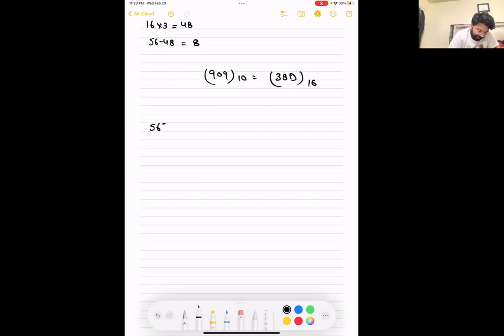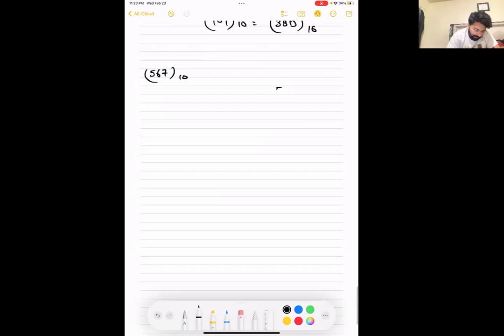Let's do the next one, 567 in decimal. We're going to do the same thing, 567 divided by 16. If you do the math using a calculator, you're going to get 35 point something. We don't care about the something part. So we're going to do 16 multiplied by 35, which is, wow, I need to use my calculator. I thought I did the math, but anyway.